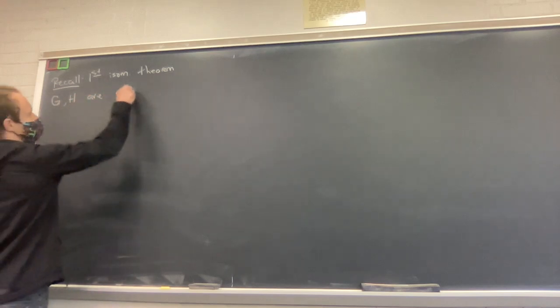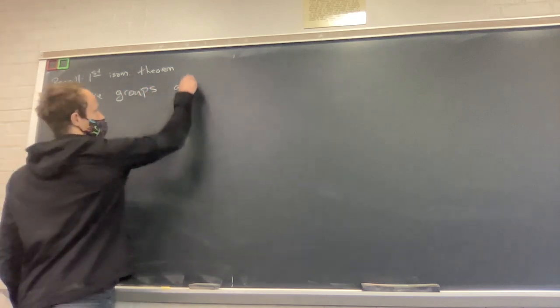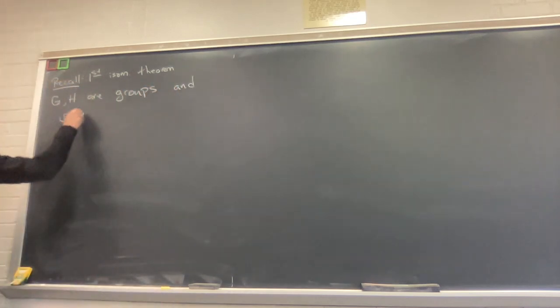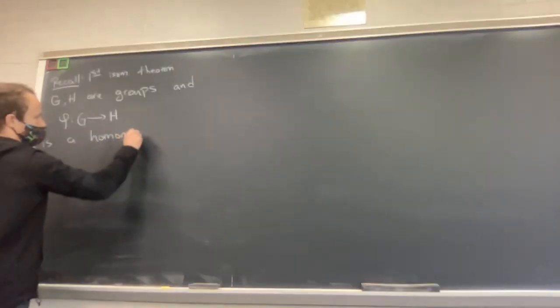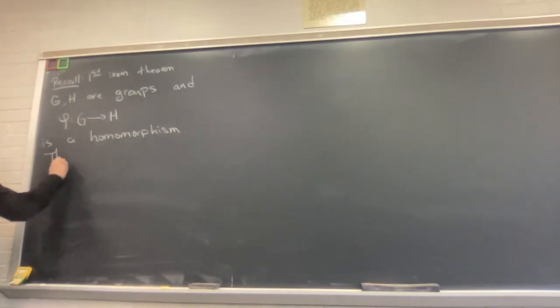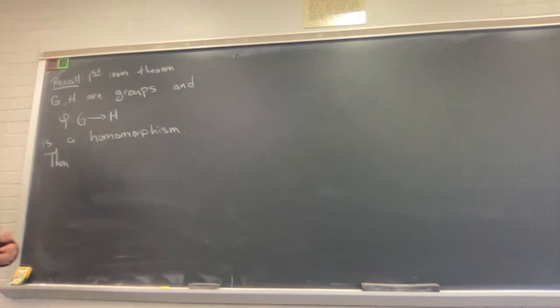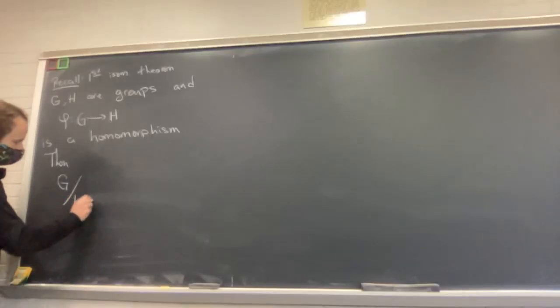Let's say that G and H are groups, and phi goes from G to H and is a homomorphism. Then we have the following isomorphism that is induced from this homomorphism. So it goes like this. G mod the kernel of phi.